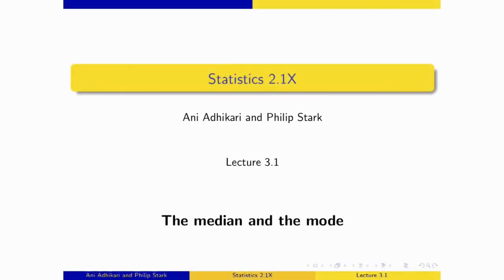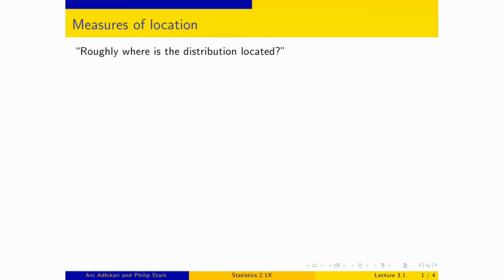We've been talking about numerical summaries of data, and for the next few segments we're going to see whether we can summarize a quantitative variable by just one number, one informative number. And a natural question to ask is, well, I've got this variable and it's got a distribution. Where is that distribution located? On the number line, roughly where is it based?